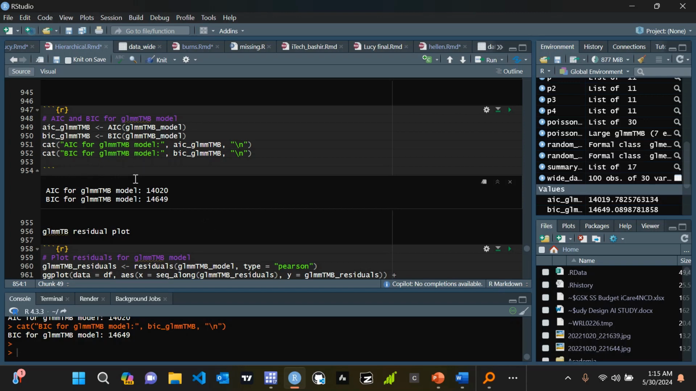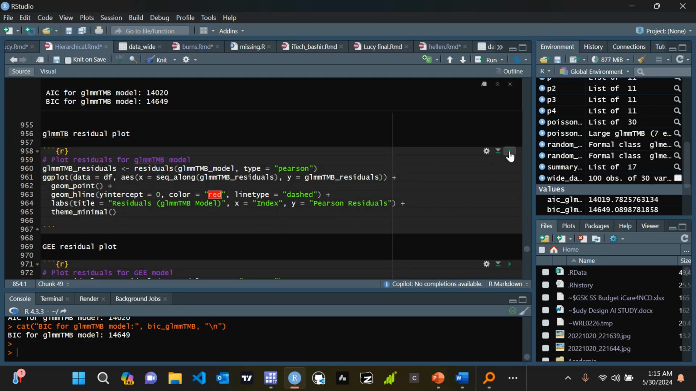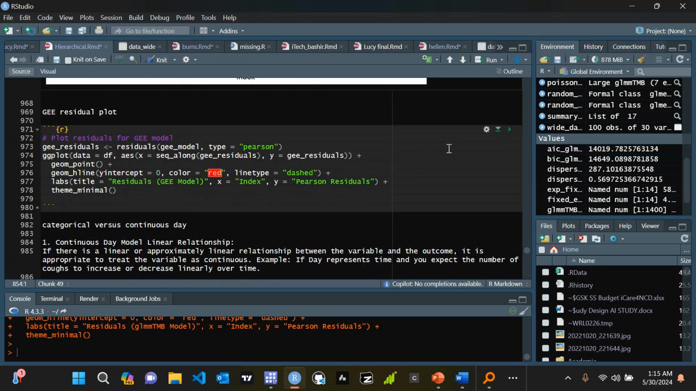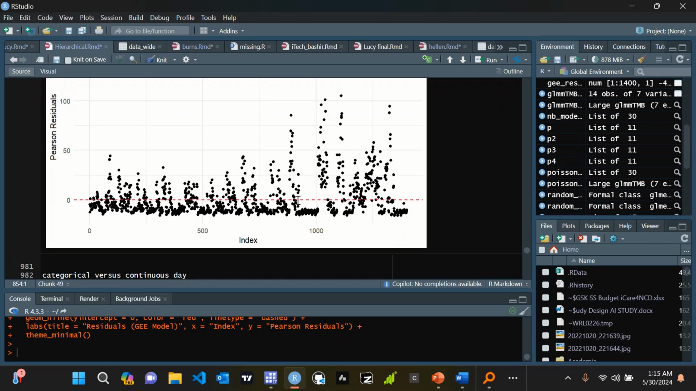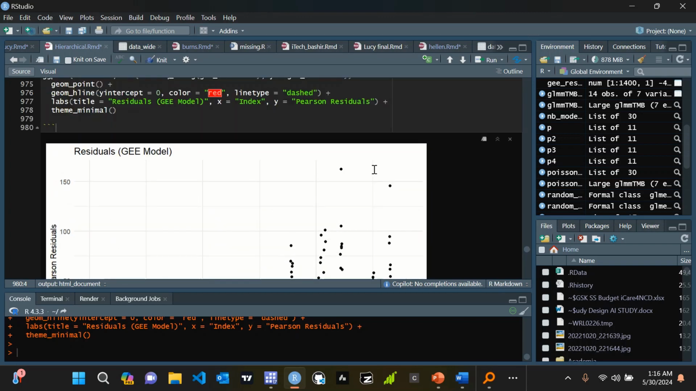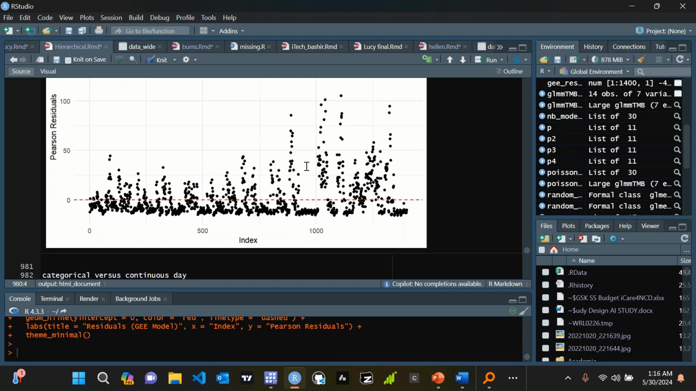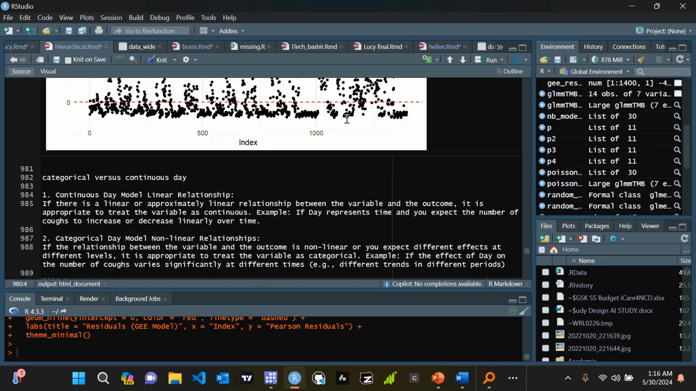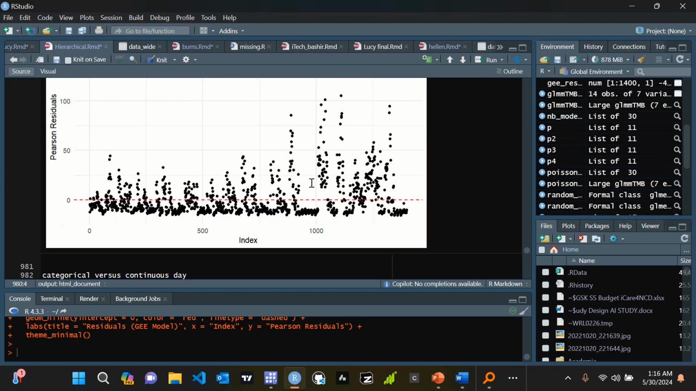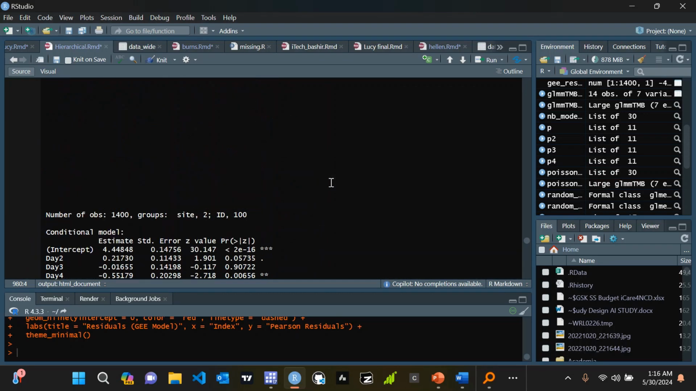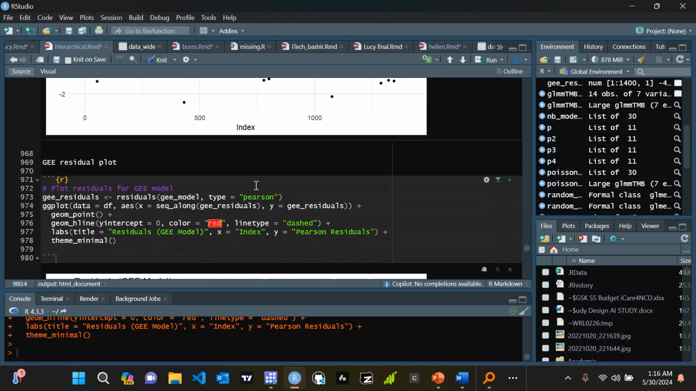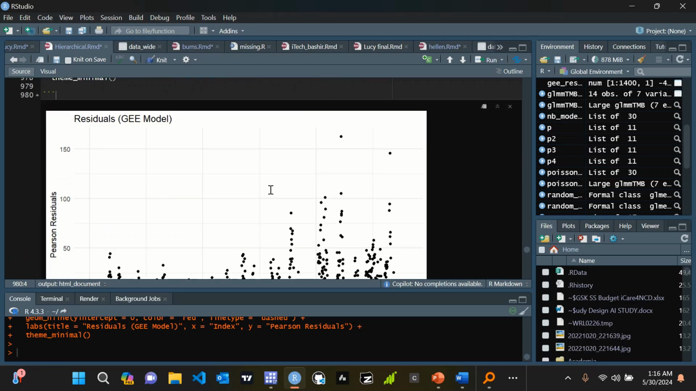This is for GLMMTMB, and this is our plot for GLMMTMB, and this is the residual plot for the GEE model. You see that it is wild. It has these residual plots that even have a pattern of going up, which doesn't fit our data. So we remain with the GLMM-TMB model as our model.